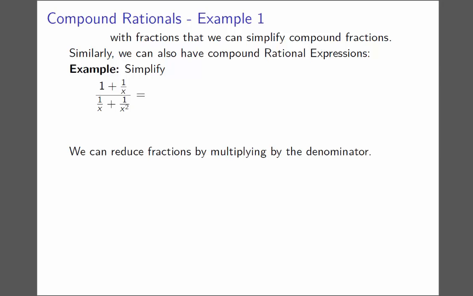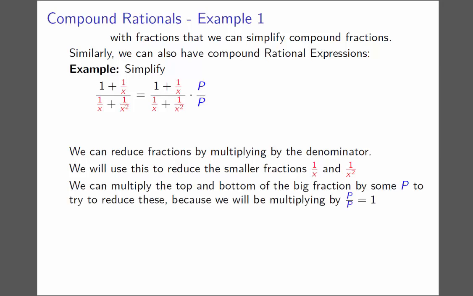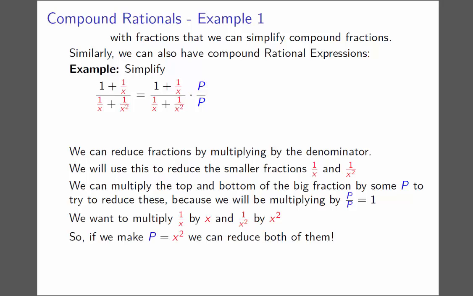Now, we can reduce fractions by multiplying by their denominator. We will use this to reduce our smaller fractions 1/x and 1/x². We can multiply the top and bottom of our larger fraction by some p to try to reduce these, because we'll just be multiplying by p over p, which is 1. Now, we want to multiply 1/x by x to clear that denominator. And we want to multiply 1/x² by x² to clear that denominator. So if we make p = x², we can reduce both of them.